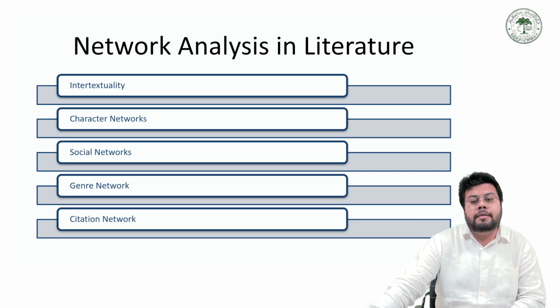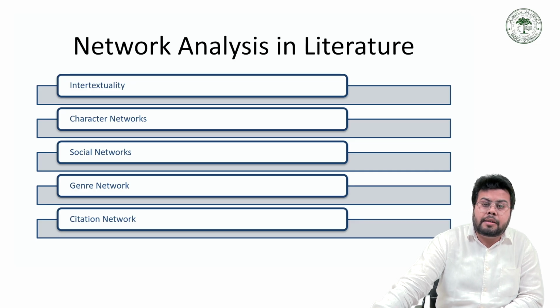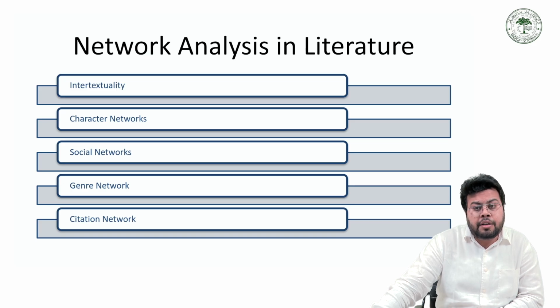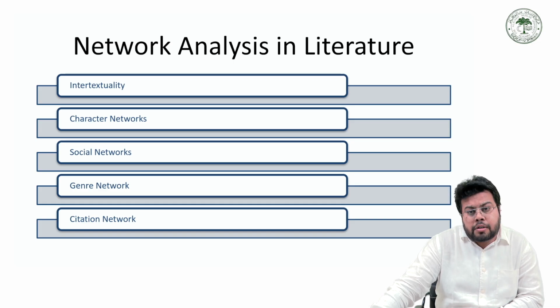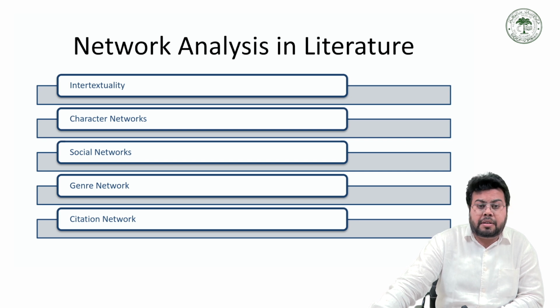Now, network analysis treats literary text as a system of relationships. Nodes represent characters, texts, or concepts, and edges represent interaction, citation, or co-occurrence. Now, there is something called social network analysis. Social network analysis quantifies character roles and plot structure, using metrics like degree centrality and betweenness clustering.